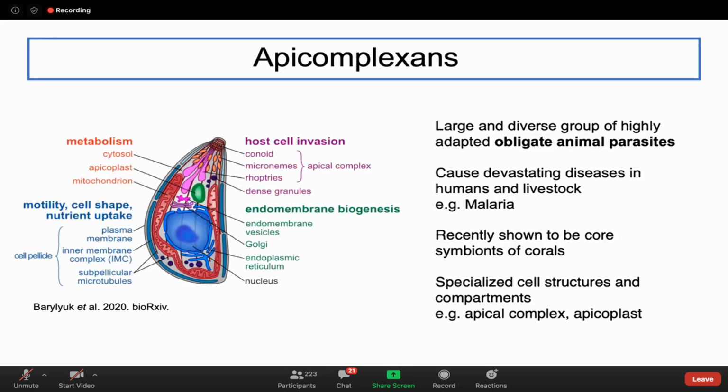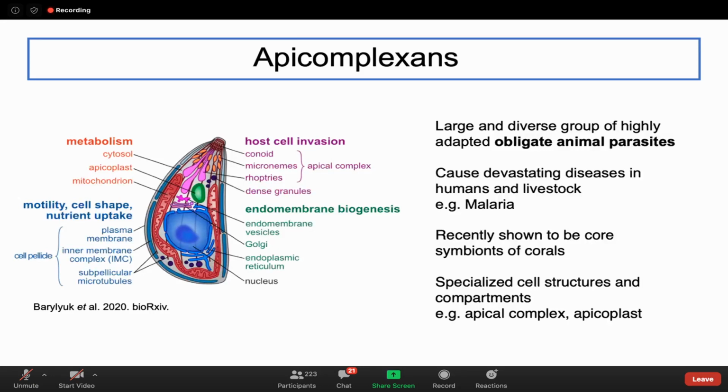So they're very specialized parasites, and they have these specialized cell structures and compartments. You can see here a diagram on the left from Ross's paper. They have all these really specialized compartments, such as the apical complex, and some endosymbiotically derived organelles, such as the apicoplast and the mitochondria.